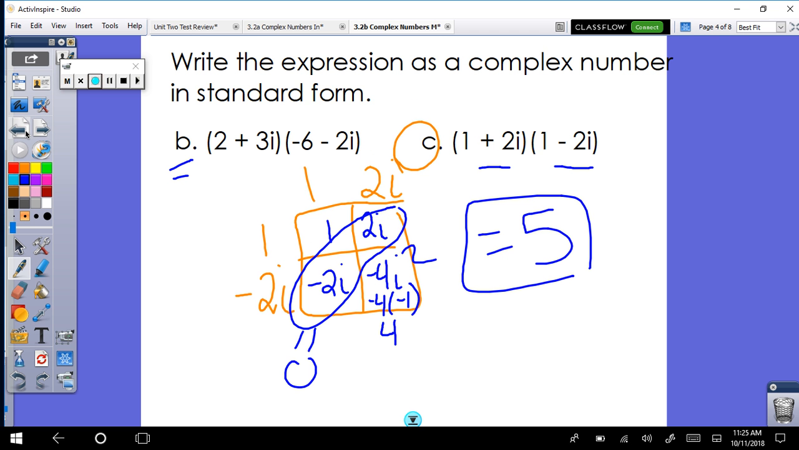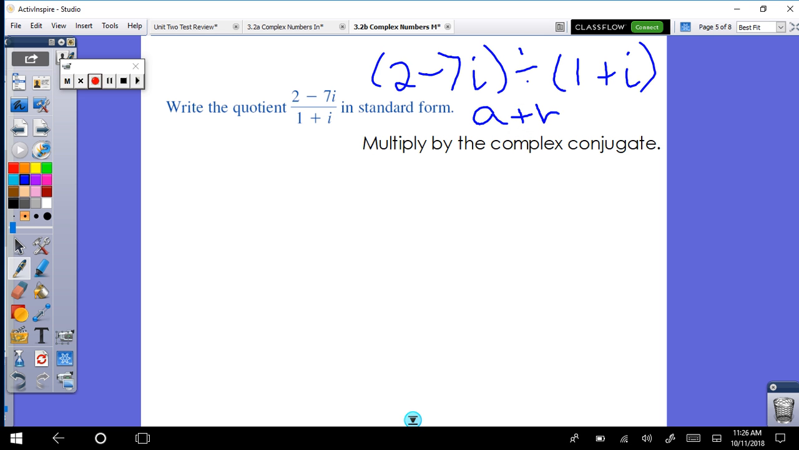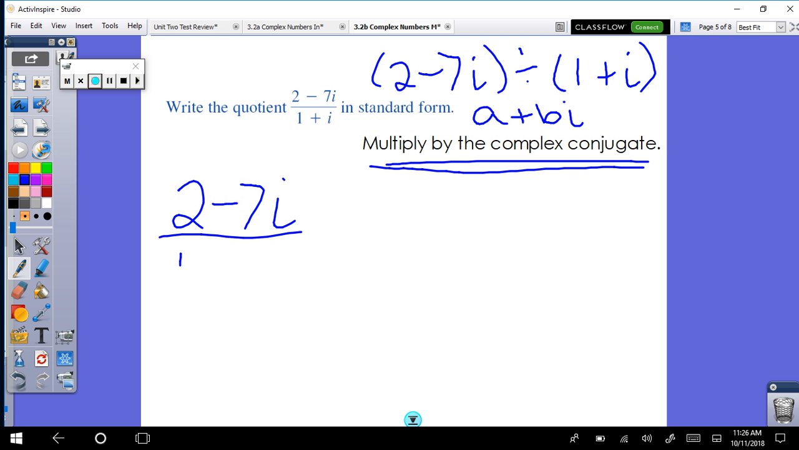So we needed the idea of the conjugate here to do the next example. I want to write this in standard form. Right now it's as division. Really, this says we have 2 minus 7i divided by, that's what that fraction bar means, 1 plus i. And I want to write it in standard form, which means I want to write it as a plus bi. And so in order to do that, you actually have to multiply it by the conjugate, because the bottom, I want to get rid of this bottom piece.